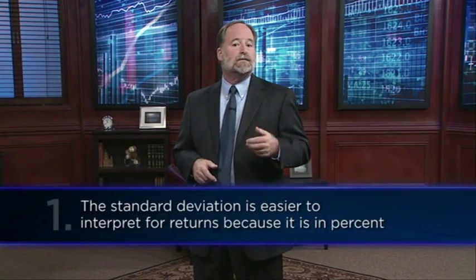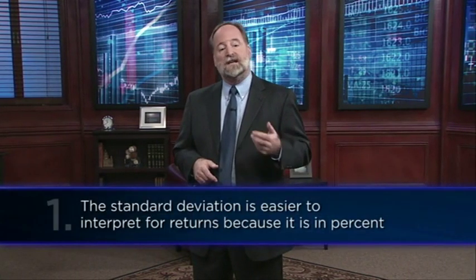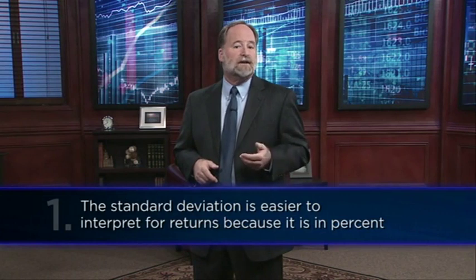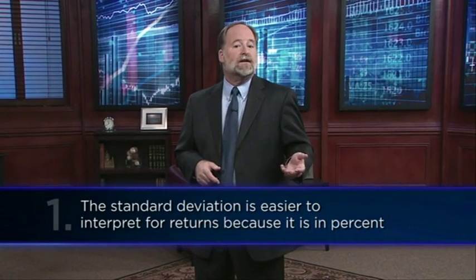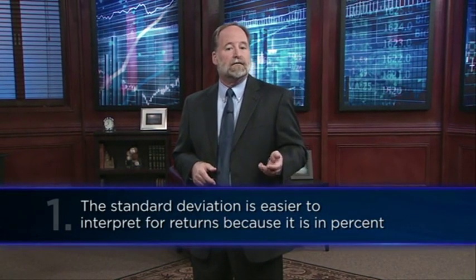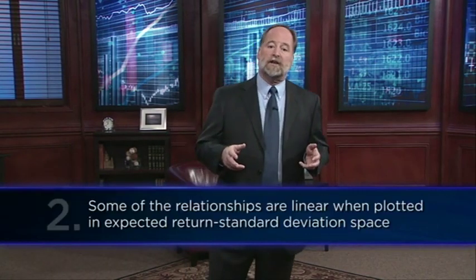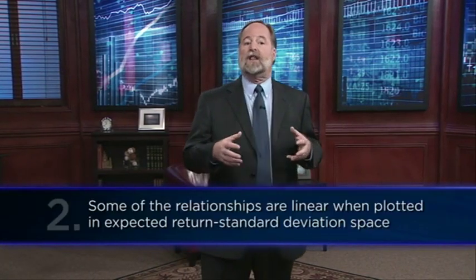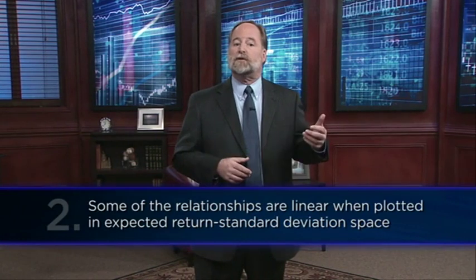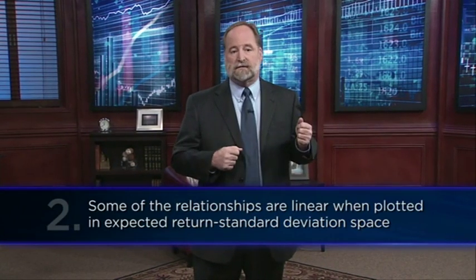There are two reasons for this. One, as we discussed before, standard deviation is easier to interpret for returns because it is in percent rather than with variance, which is percent squared. Two, some of the relationships are linear, i.e. are straight lines, when plotted in expected return standard deviation space. Some things, when plotted in expected return variance space, are not linear.